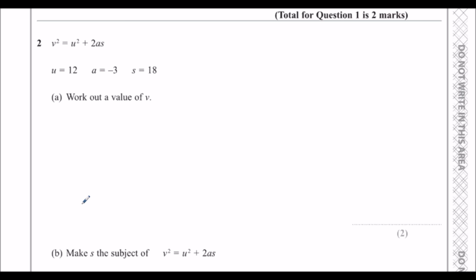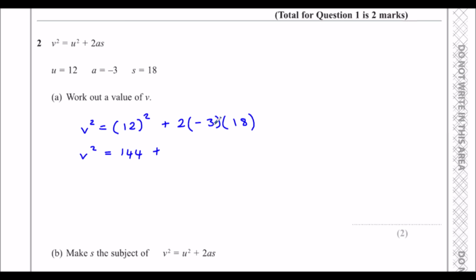Question 2. We're given v squared equals u squared plus 2as, and we're told u is 12, a is -3, and s is 18. We need to work out the value of v. So we're just going to substitute u, a, and s in. It gives us v squared equals 12 squared plus 2 times -3 times 18. So 12 squared is 144.